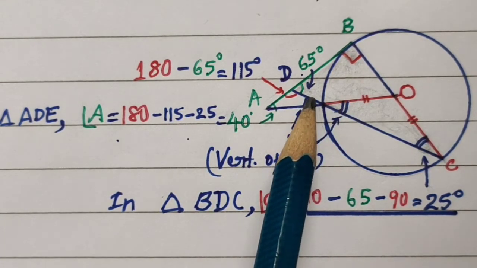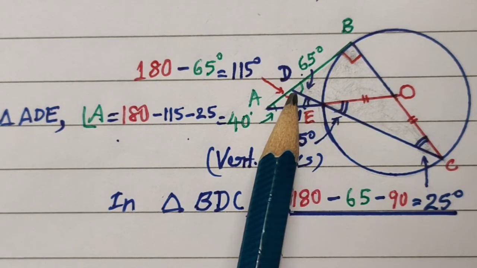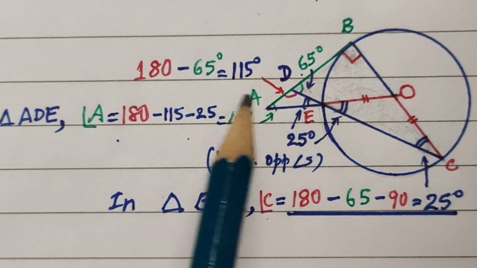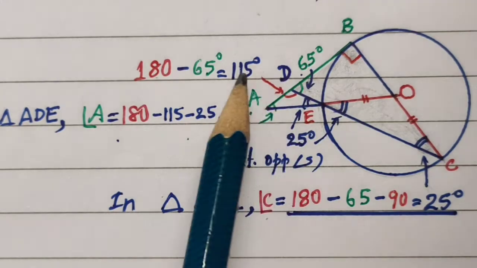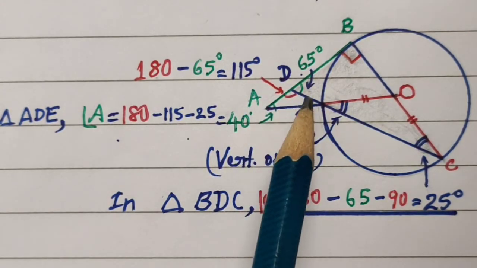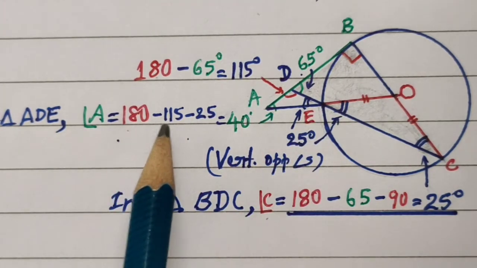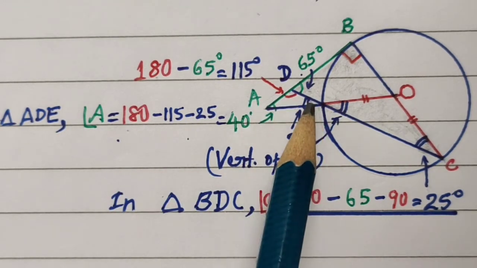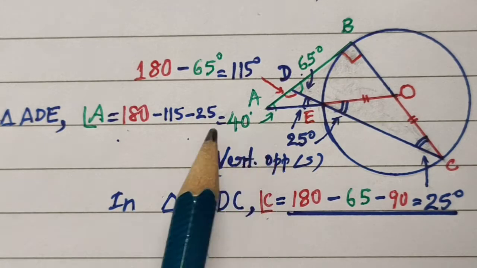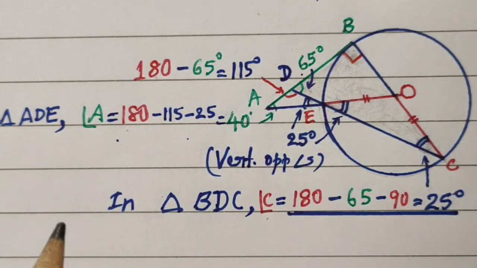So we know one angle, and we need to find this. This is going to be 180 minus 65, which is 115. Once we know these two angles in triangle ADE, 180 minus 115 minus 25 will give 40 degrees. Very, very easy. We need to put a little mind into it.